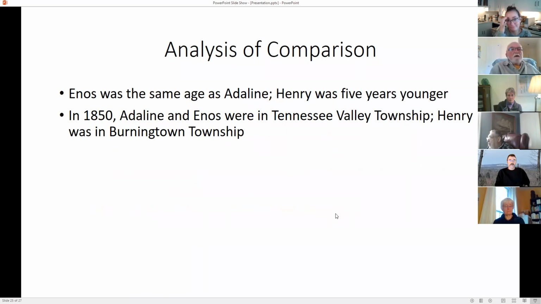I analyzed the comparison and looked at the age. Enos was the same age as Adeline. Henry was 5 years younger. And the location in 1850, when Adeline and Enos would have been 7 years old, they were both living somewhat near each other in the same township. Henry, 5 years younger, was living in a slightly different location. So the conclusion that I came to, and you can think for yourselves here, is on the next slide.